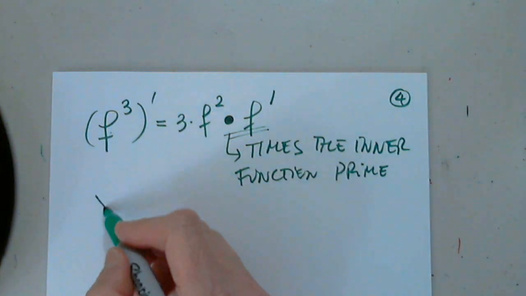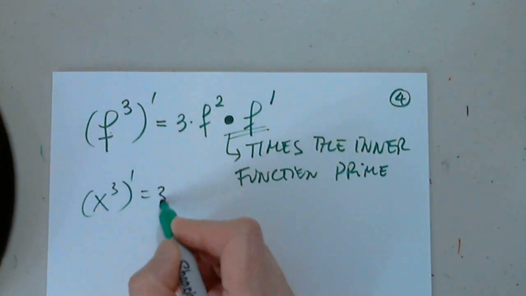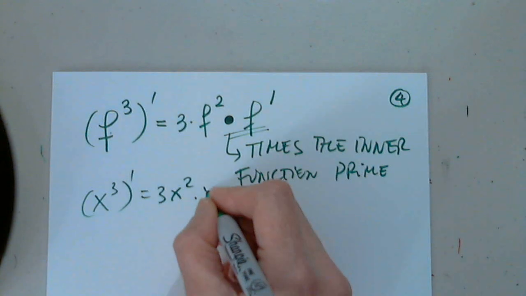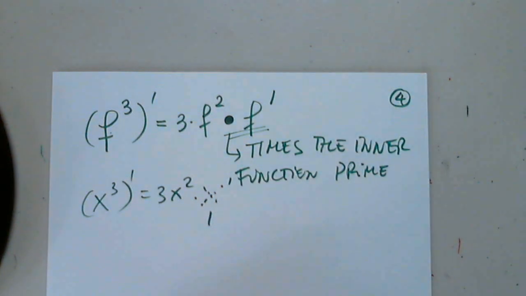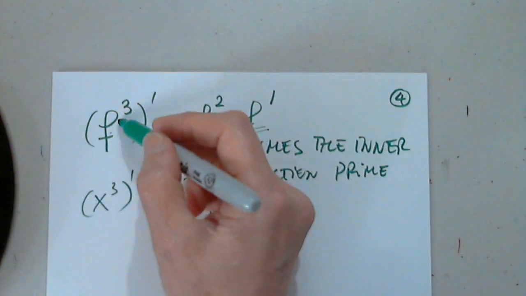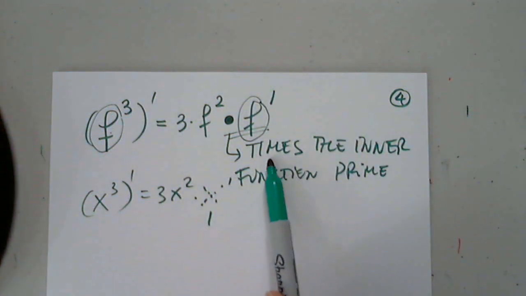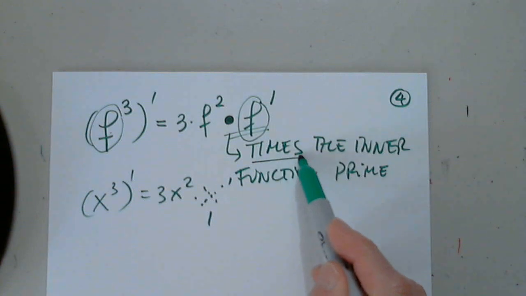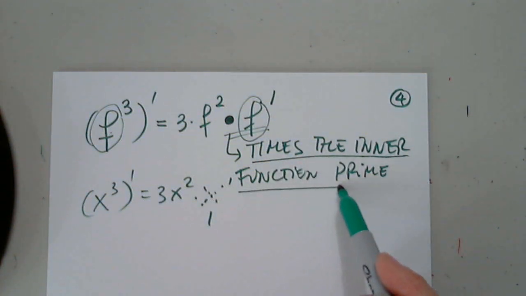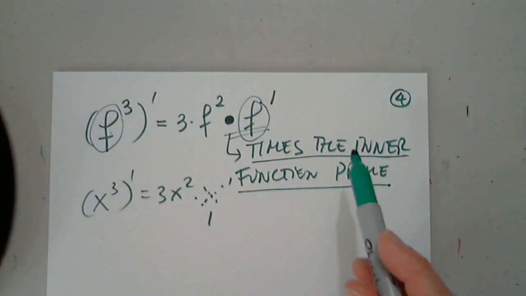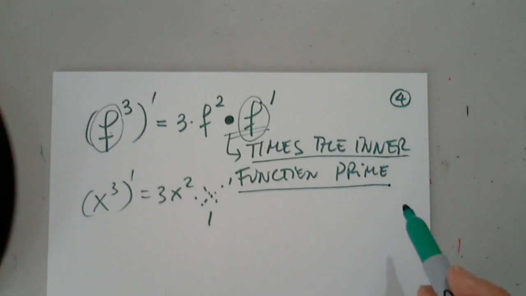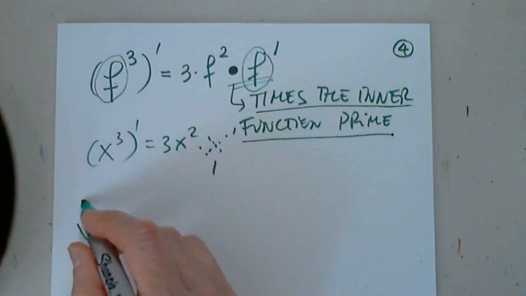If this is plain x, then you are correct to stop here because x prime will be 1. But if this is a function, we can never stop. We have to say always, in the back of your mind, you have to have this sentence somewhere, times the inner function prime. Okay, now let's analyze this.